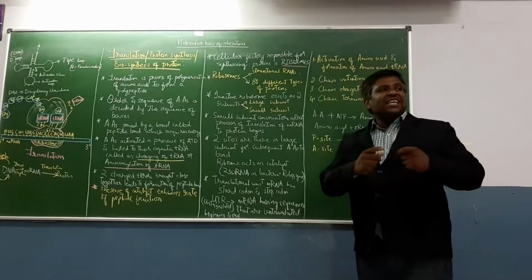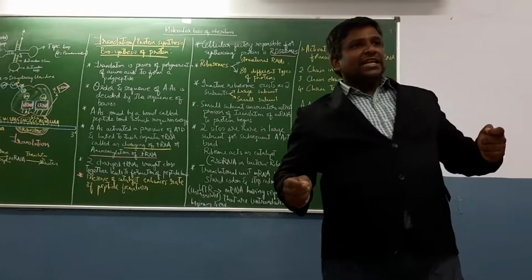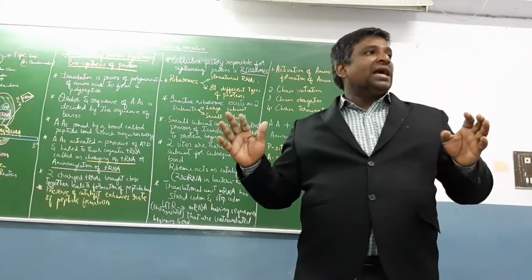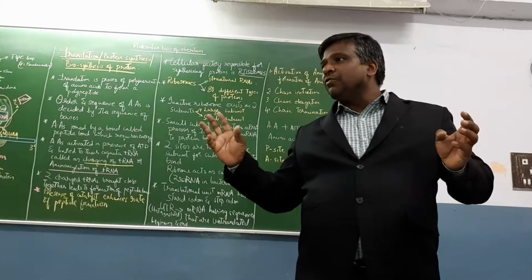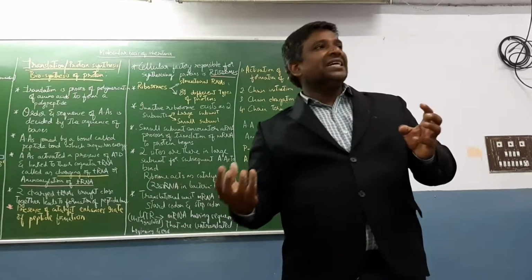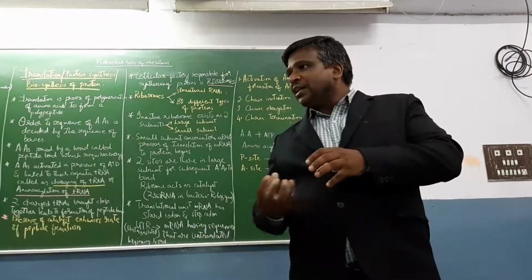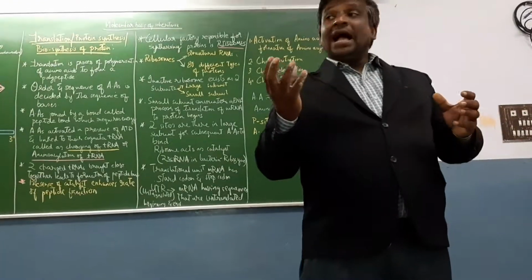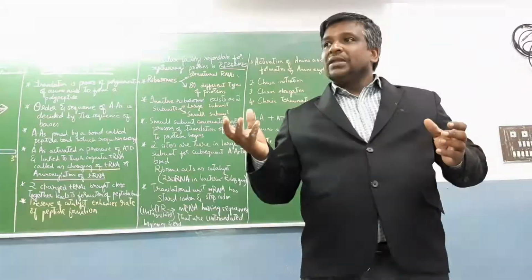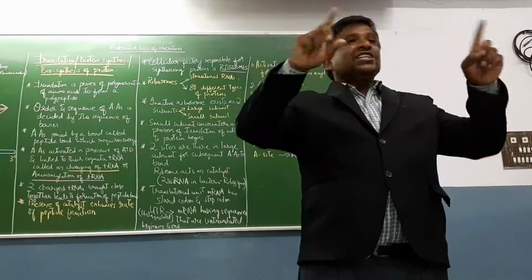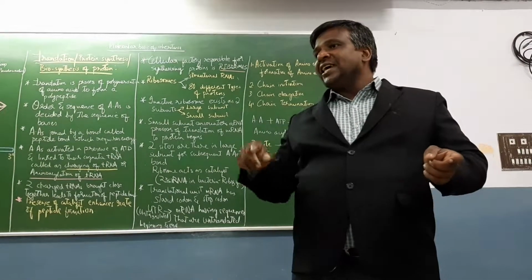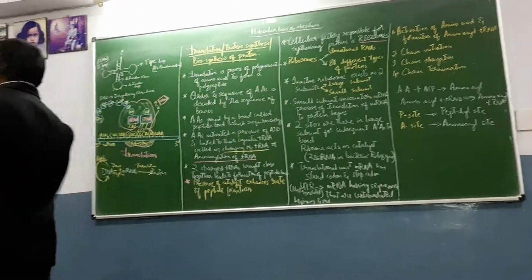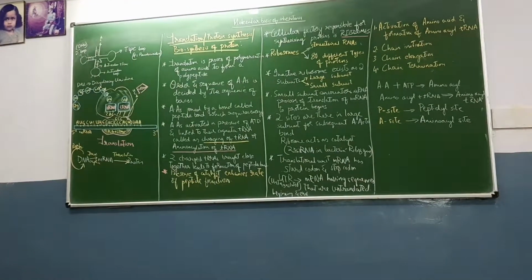The next step is chain initiation. When the ribosome is active, the smallest subunit comes and gets attached to mRNA, followed by the largest subunit getting attached there. Then there are two sites. I'll draw the diagram and let you know how it takes place step by step.